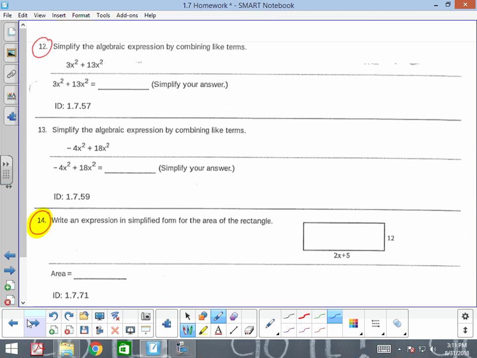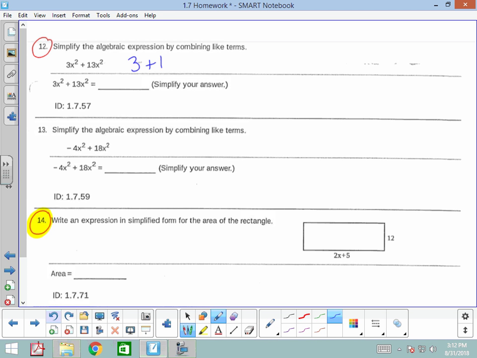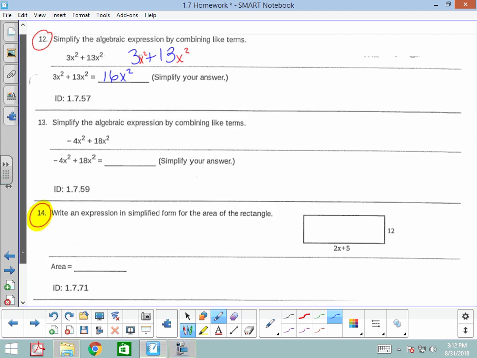Go to number 12. Simplify the algebraic expression by combining like terms. Very same thing that we just got through doing. These both have an x to the second power, so we're going to add the 3 and the 13 together. That's 16. That's 3x squared and 13x squared. When we add the coefficients, don't add the exponents. Keep them the same.